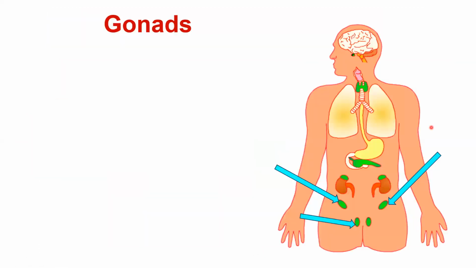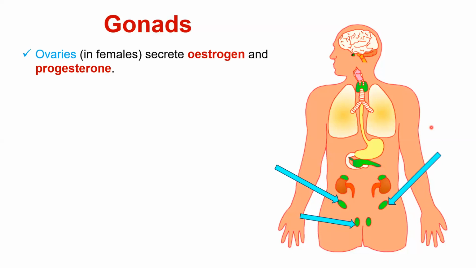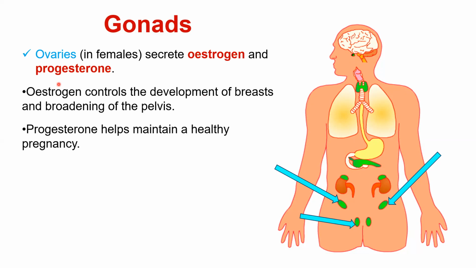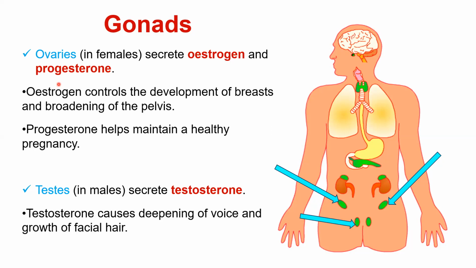Now coming toward the gonadal hormones. The gonads are the ovaries and the testes, located and labeled in the diagram. Ovaries produce estrogen and progesterone. Estrogen is related to the development of female secondary characteristics. Progesterone is related to the maintenance of pregnancy, which I will explain in the upcoming slides. Testes are present in the male, and they are responsible for testosterone, which is responsible for the secondary male characteristics.